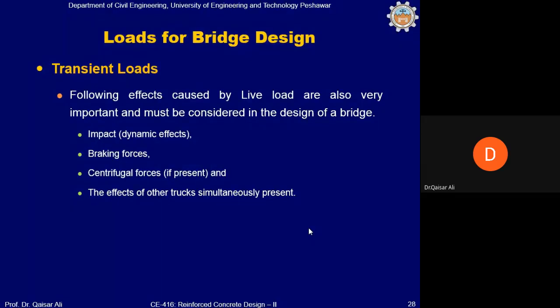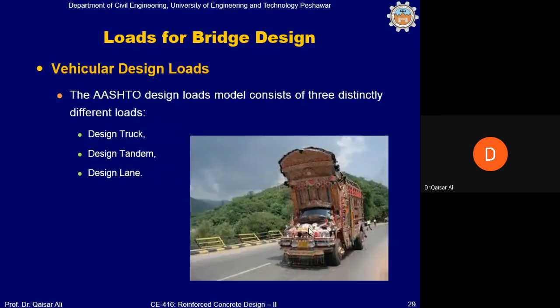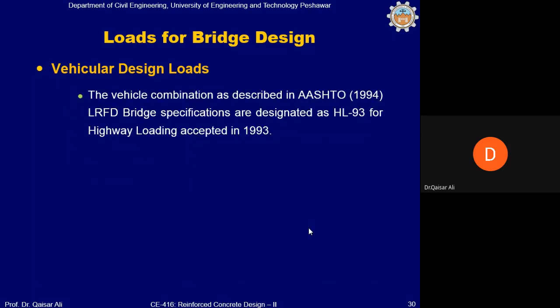And it is also possible that more than one truck is simultaneously present on a bridge, so their simultaneous presence shall also be taken into account in the design of a bridge. The AASHTO code for the design of bridges basically uses load models. We have three different loads: a design truck, a design tandem, and a design lane. The vehicle combination is described in AASHTO 1994 LRFD, which is a load and resistance factor design-based specification.